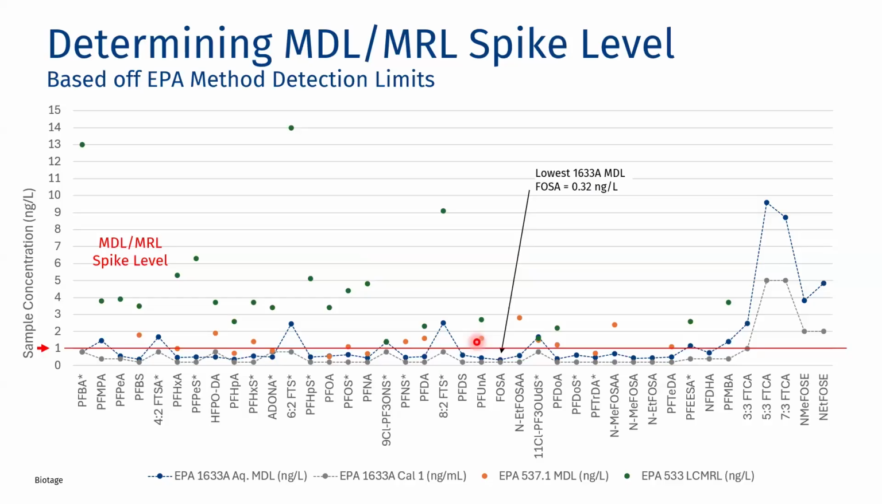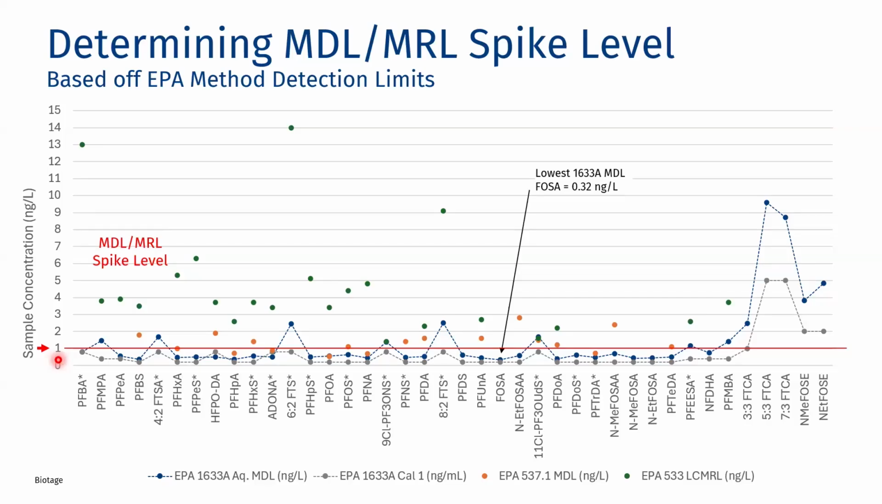So go back to the chart we looked at before when we were looking at the blank background on the system. And again, when you look at all the EPA methods, you really have to put it at a lower level to make sure that you can go beyond what the methods are saying. So again, we're going to zoom in right here at that 1 nanogram per liter level because we think that should be the MDL or MRL spike level.